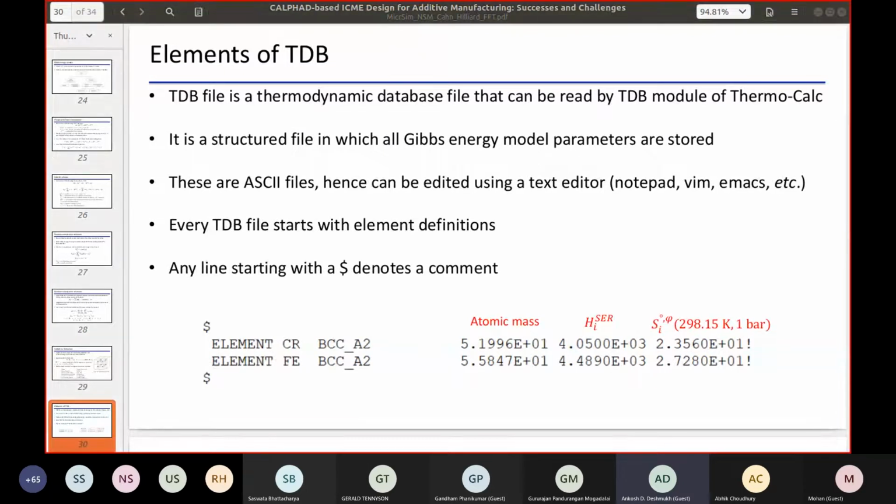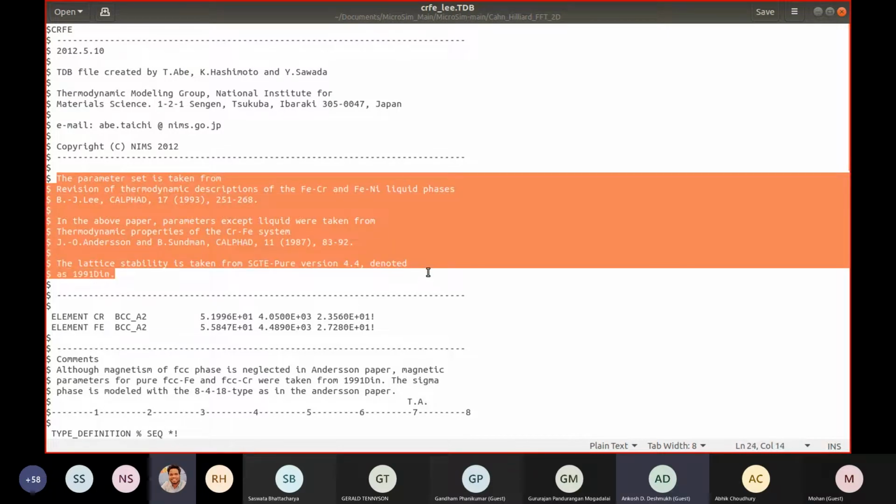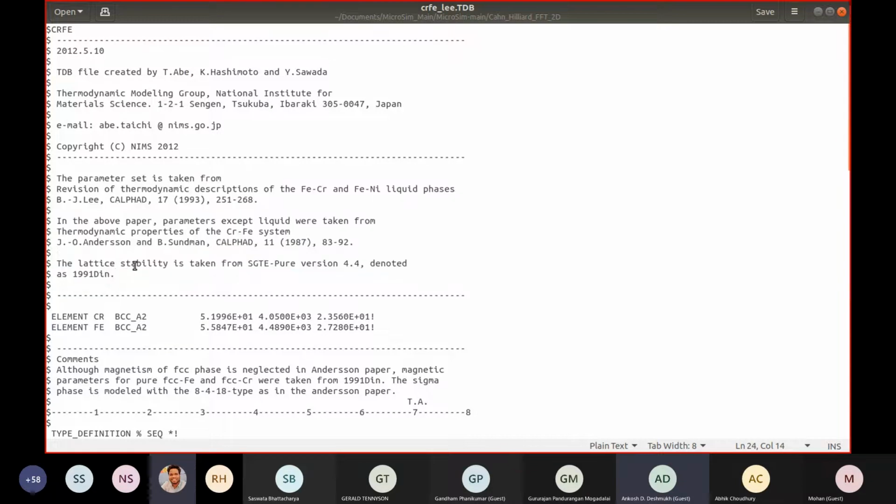So I would like to emphasize for a new user, if they are going to use a TDB file, how it is going to happen. So this is a TDB file for Fe-Cr which is downloaded from this website. They have a repository of thermodynamic databases, the NIMS website for CPDD, and this is an assessment carried out by these people. They tend to document the previous recordings, so that they always try to improve based upon the limitations in the previous model.